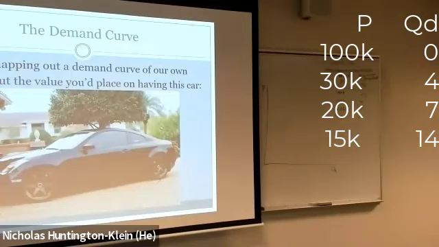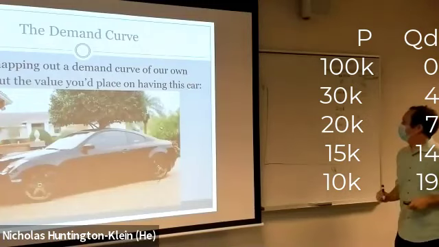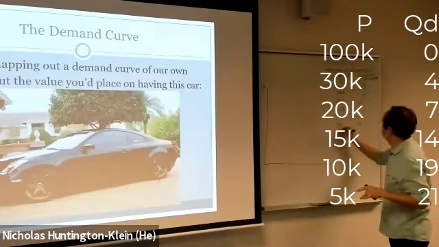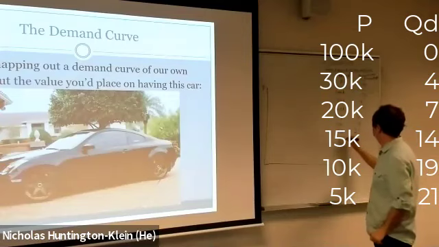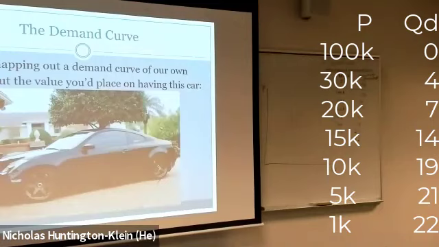10,000. 1, 2, 3, 4, 5. All right, 5,000. 5,000 for the car. 1, 2. I think that might be everybody. 2,000. 1,000. And free. You'd only take the car if it was free. Who would have to get paid to take this car?